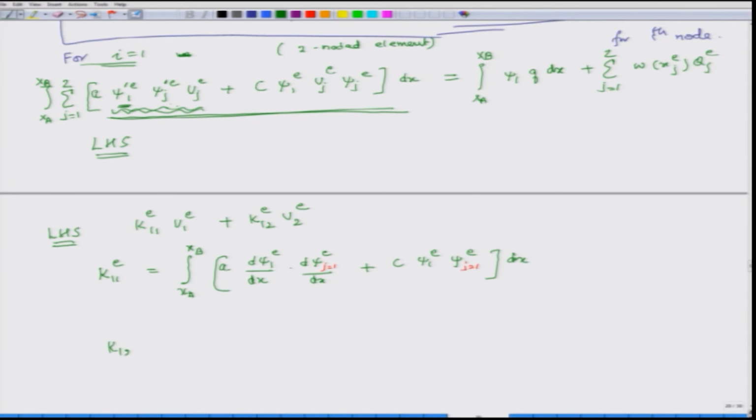Similarly, K12e is the integral from xa to xb of a times du1e over dx, it is not u1, d psi, and here j is equal to 2, dx, plus c psi 1 e dx. Okay. I know everything in this integral.